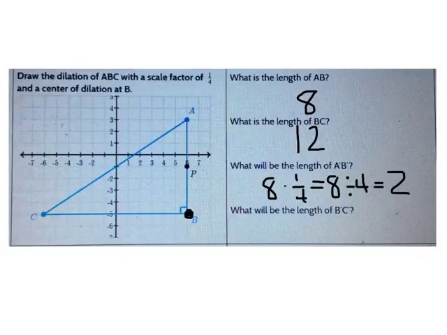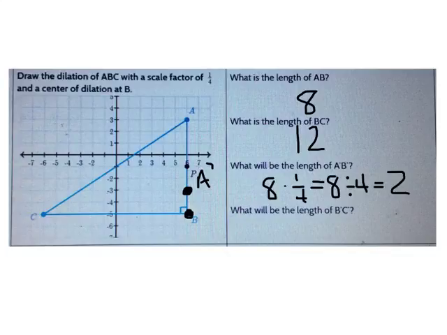I can draw A prime 2 units away from B. Remember that B doesn't change because it's the center of dilation. So A prime is 2 units away from B. Draw that on your paper.